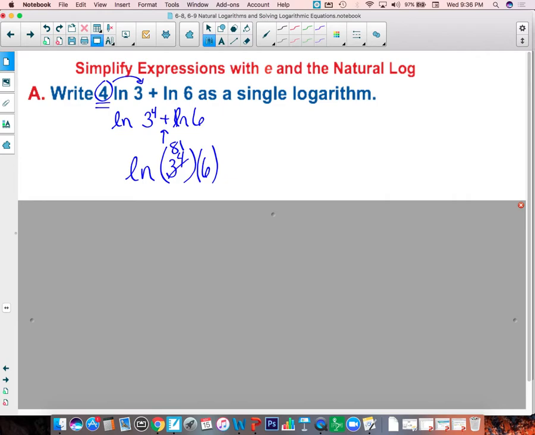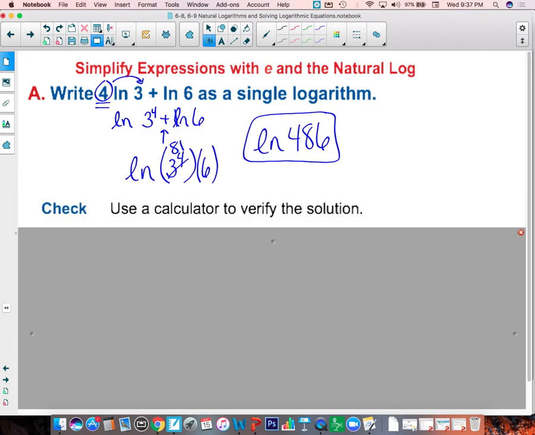No, it's 486. So it's natural log of 486 if I multiply that out. Okay, I'm going to double check 81 times 6, that gives me 486. Yes. Okay, so that's my single logarithm.